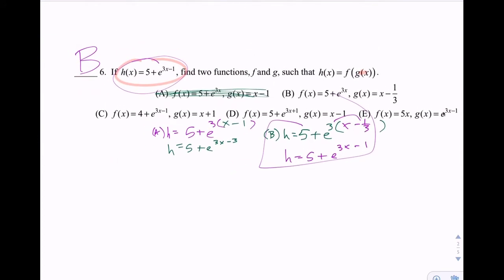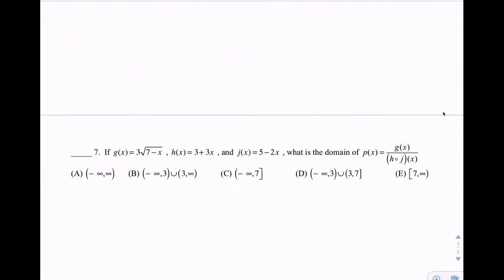Questions on that? Trial and error. Are parentheses important? Very important, right? They're your best friends in a math class. It's better to have them and not need them than to need them and not have them. Yeah.